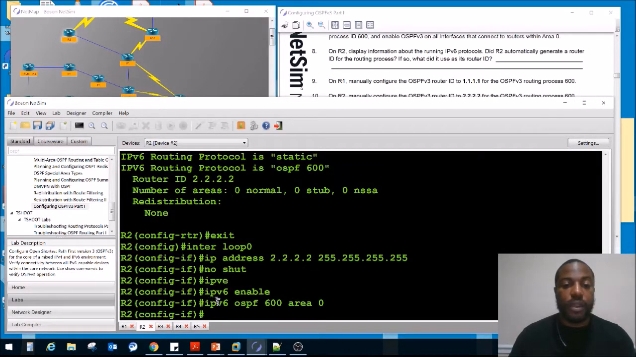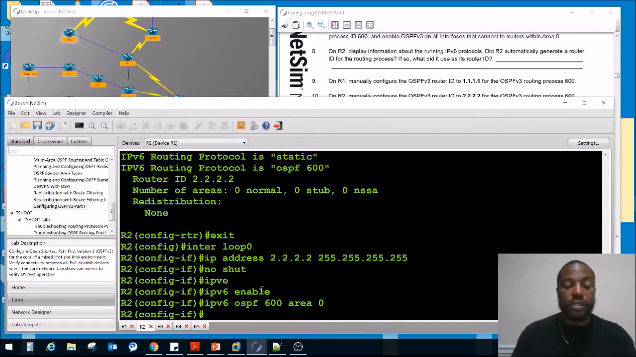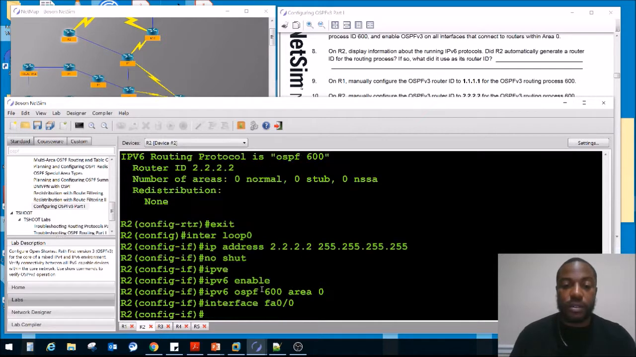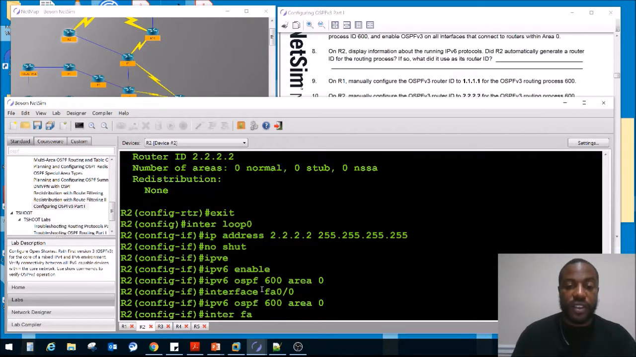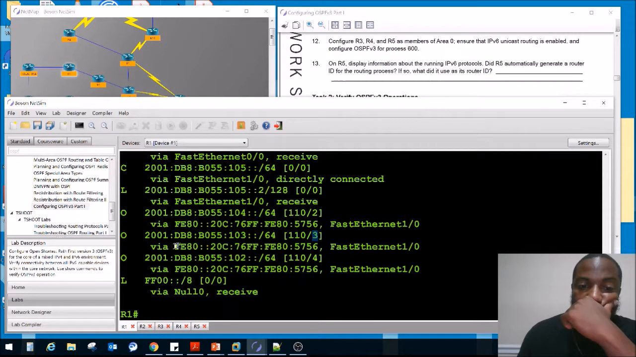We did that already, didn't we? No, we did it on just loopback. So on this guy, we need to do it on 0/0 and 0/1. Interface FA0/0, and do that command, and interface FA0/1. Same thing with that command. Don't see what's so notable about it. Let's go check the answers and find out.